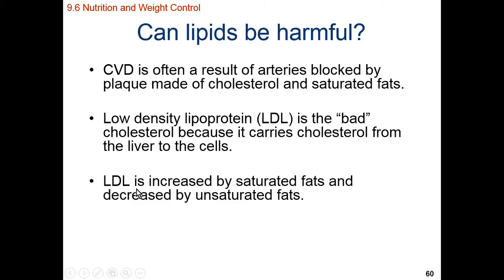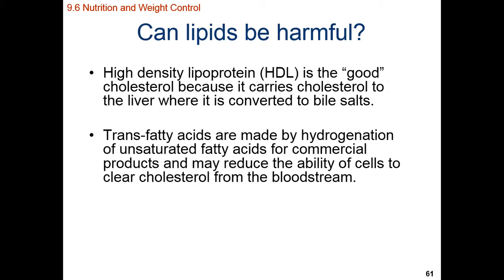This low-density lipoprotein is increased by the amount of saturated fats in the body and is decreased by the amount of unsaturated fat in the diet and in the body. High-density lipoprotein, HDL, is considered a good cholesterol because it's carrying cholesterol to the liver where it's being converted to bile salts. And once that cholesterol is converted to a bile salt, that cholesterol is going to be lost from the body.